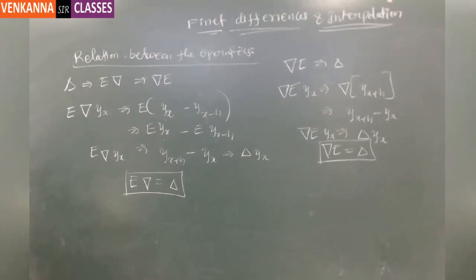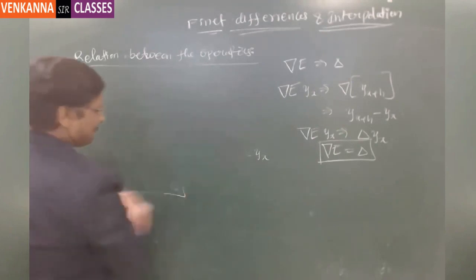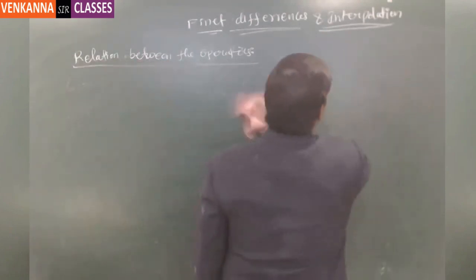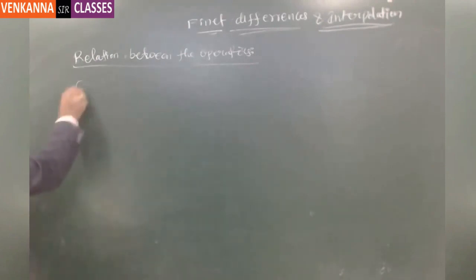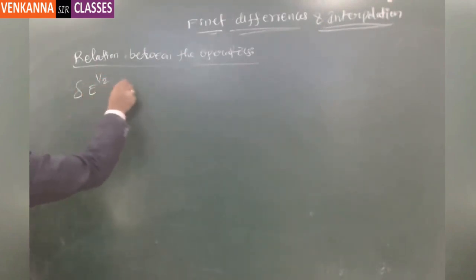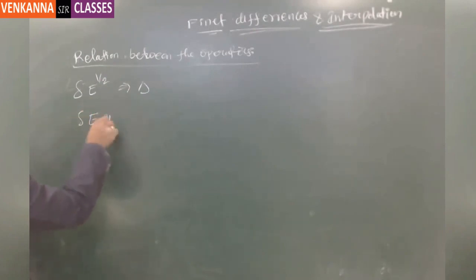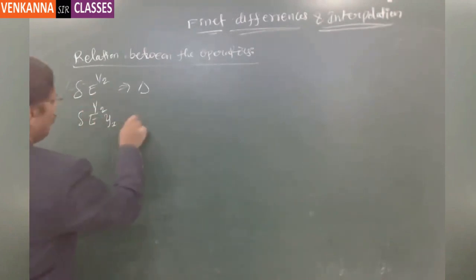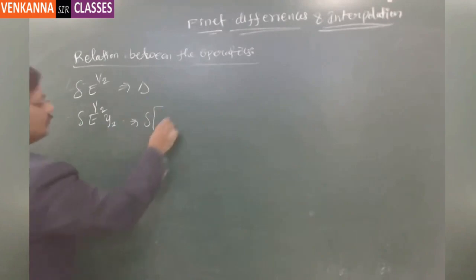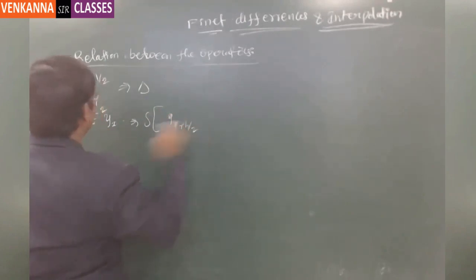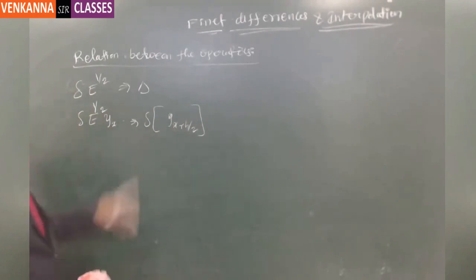And another relation is delta E power 1 by 2. Delta E power 1 by 2 is equivalent to the forward delta. So this is the central delta E power 1 by 2 operated on y(x). First, if you operate E power 1 by 2 on y(x), this becomes y(x plus h by 2). So x plus h by 2, now the central operator operates on this.